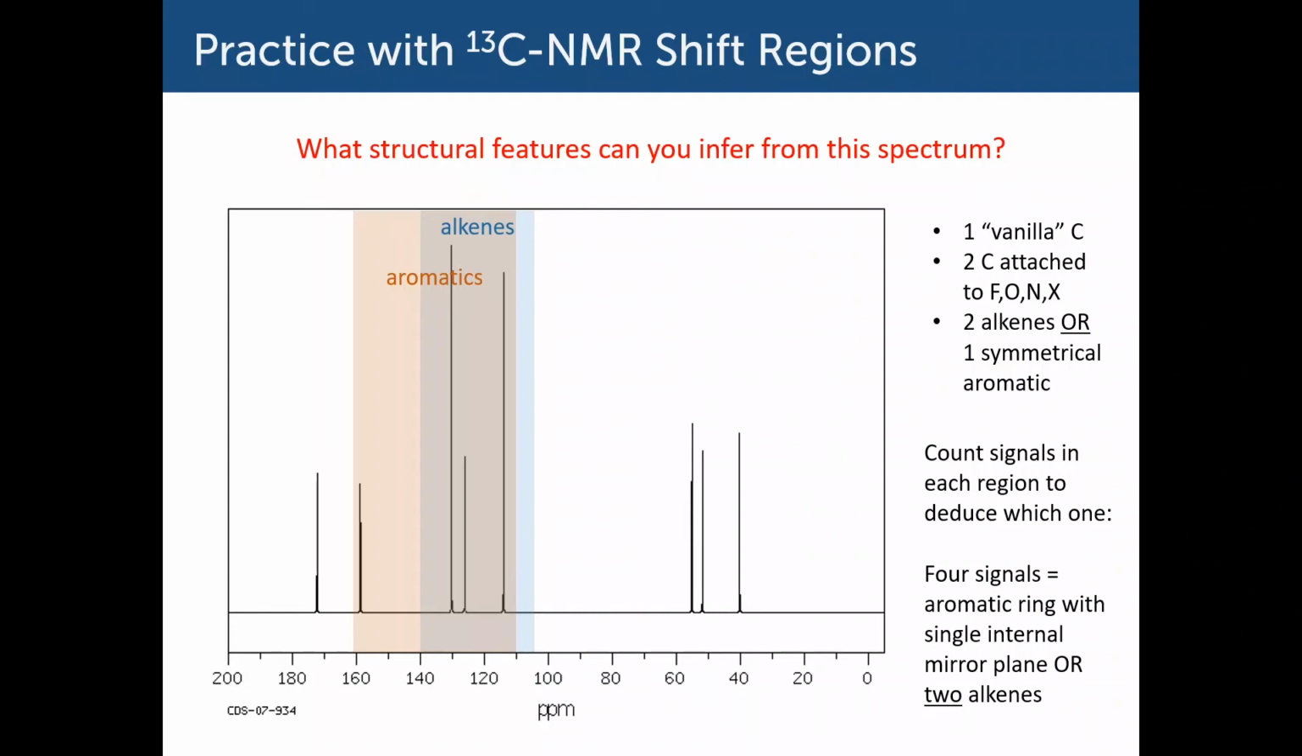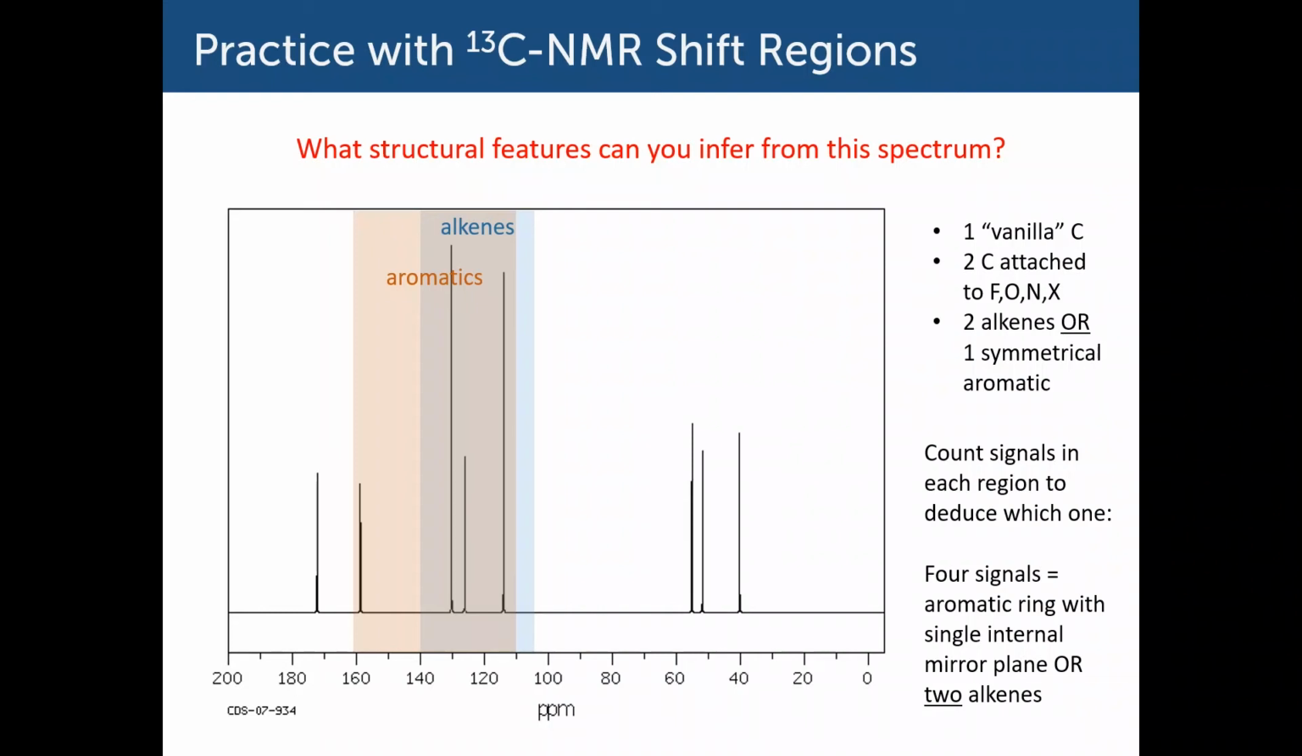And so if we know that alkenes require us to have 2 carbons, we're going to be able to count in multiples of 2. So if I have 4 signals, either I have 2 alkenes or I have an aromatic ring that has 4 unique carbons. That's going to be consistent with an aromatic ring that has one plane of internal mirror symmetry, or a symmetrical aromatic ring.